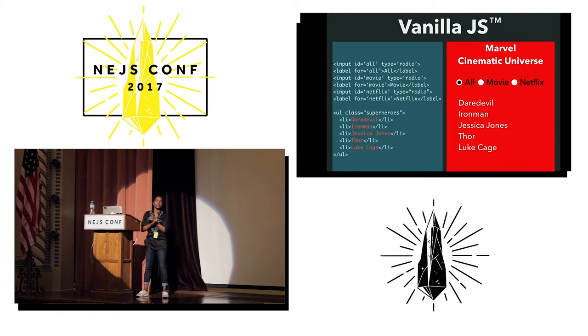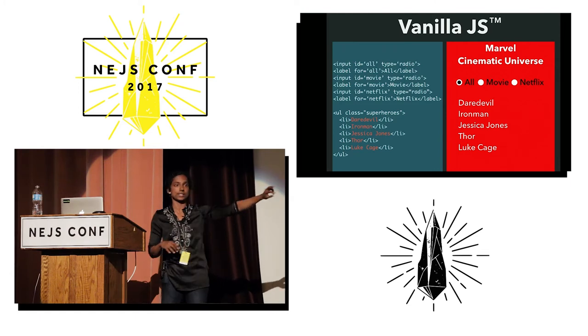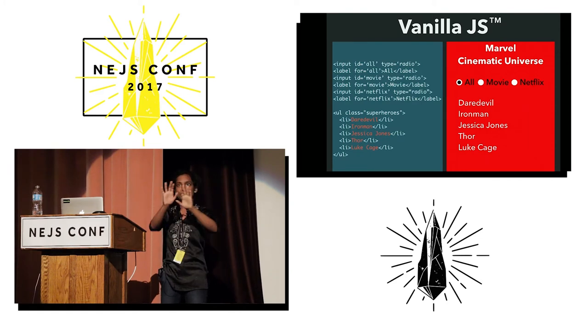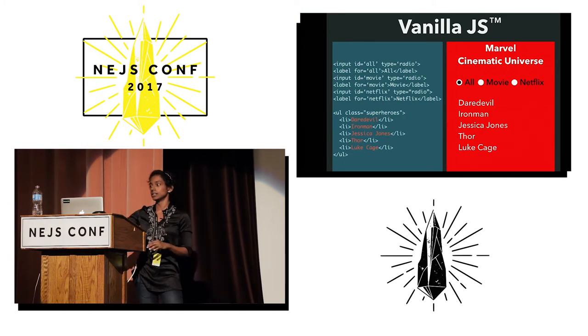So in vanilla JavaScript, there are multiple approaches that you can take to this. You can change the opacity of the list element. So instead of realigning it, you just make it opacity 0 or 1 based on whether it fits the criteria. Or you can change the layout of it, so you're moving elements in and out and realigning the list for each criteria.